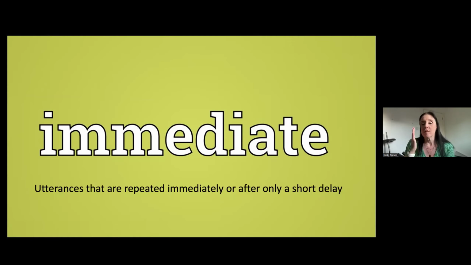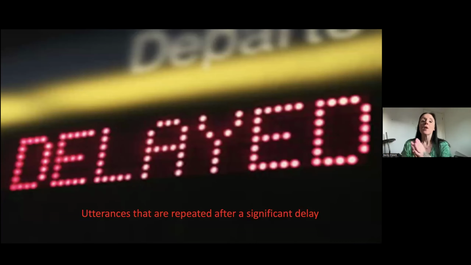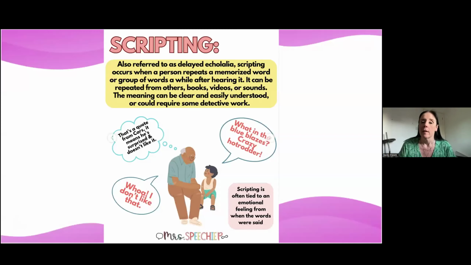And these utterances can either be immediate, so you might say, would you like a drink? And they go, would you like a drink? So that immediate echolalia, that immediate copy, or it might be delayed. So these are things that are repeated after a significant delay. And this is where you get the whole repeating of a movie, repeating of a book, repeating of a Hey Dougie episode. So scripting is this delayed echolalia. So it's when people repeat memorized words or groups of words.